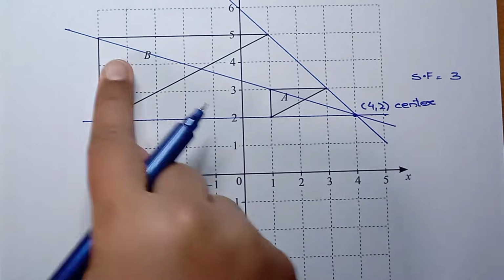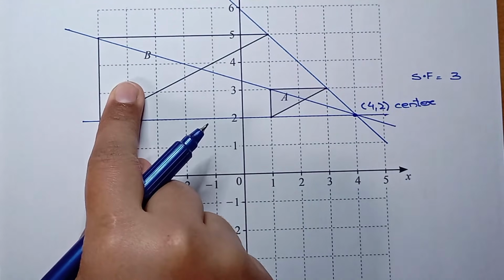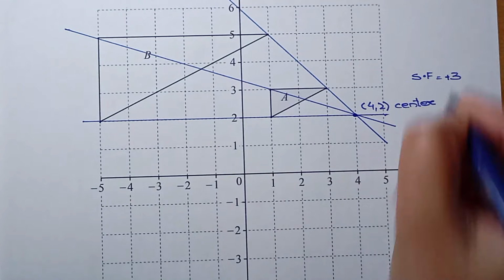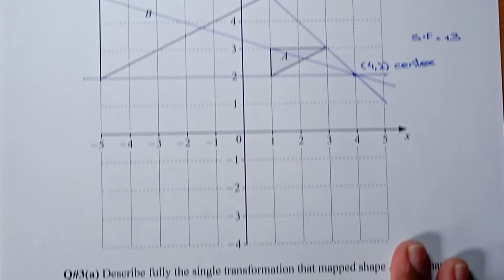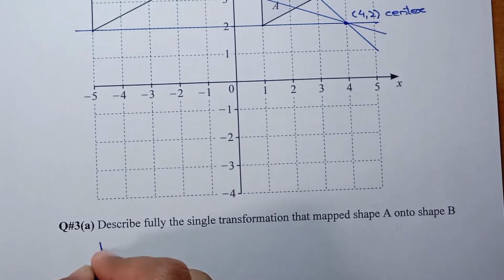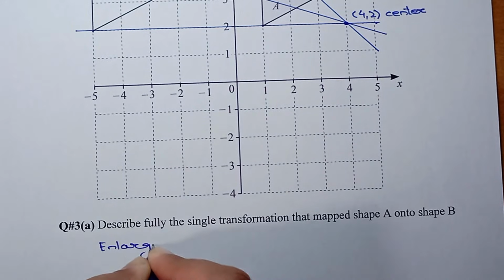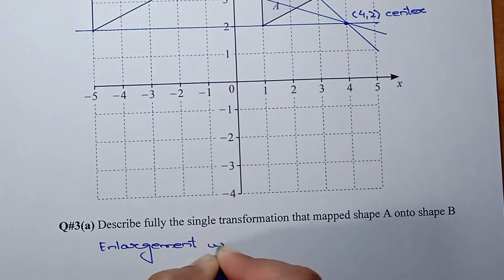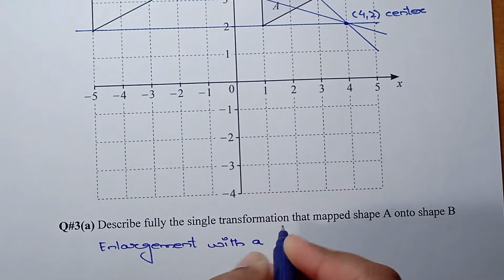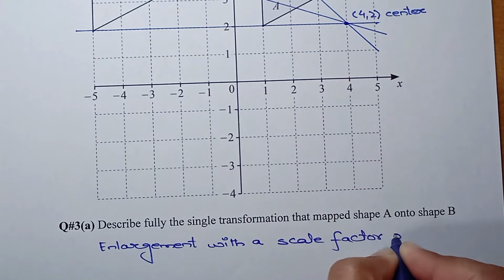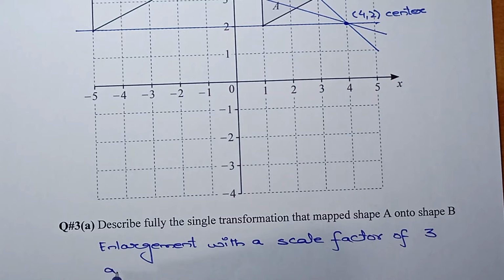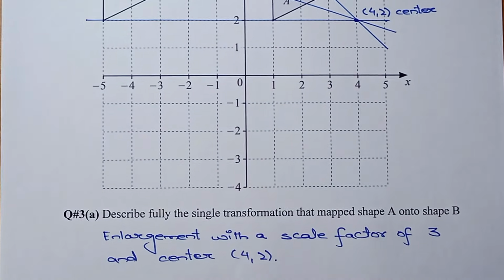So on the same side of the center, we have the enlarged shape. It means the scale factor is positive. If it is on the other side of the center, then it would be negative, right? So the given shape, we can say it is an enlargement with the scale factor of positive 3 and center of enlargement is 4, 2. So this way we can easily find out the center and the scale factor of the enlargement.